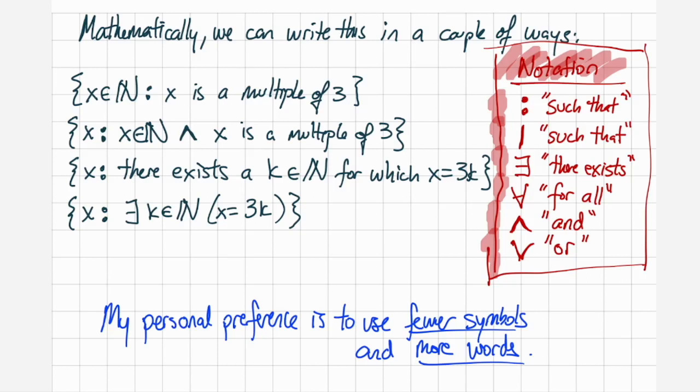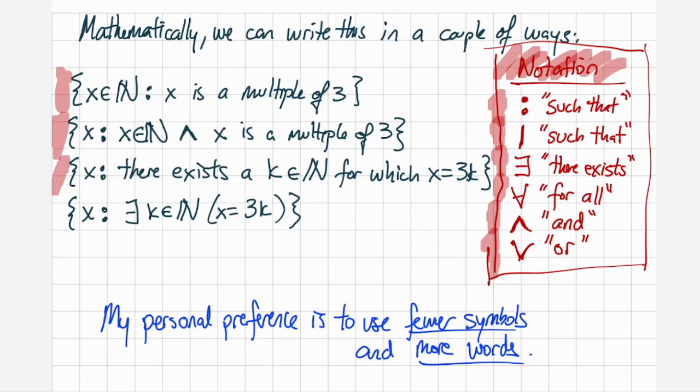And let's remember that we wanted to talk about non-negative integers that are multiples of 3. So let's see some ways that you could write that down in symbols. We can read this first line as x is in the set of natural numbers such that x is a multiple of 3. This second one, you could read, we're looking for the set of x such that x is in the natural numbers and x is a multiple of 3.